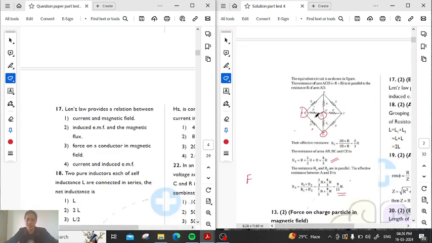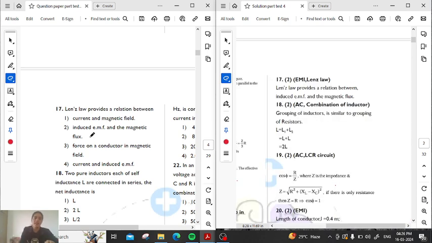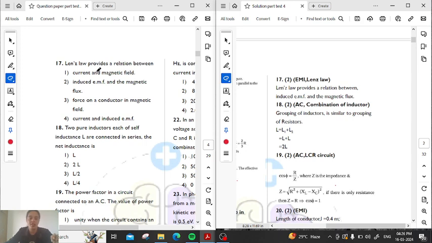The next question says, Lenz's law provides a relation between this. A very straightforward question that needs theory knowledge. So you need to know what Lenz's law is. This question is directly from EMI, electromagnetic induction, right? So this Lenz's law provides a relation between which two factors? Instead of reading these four options which will muddle you up, it's better to first think what Lenz's law is and what relation it gives.